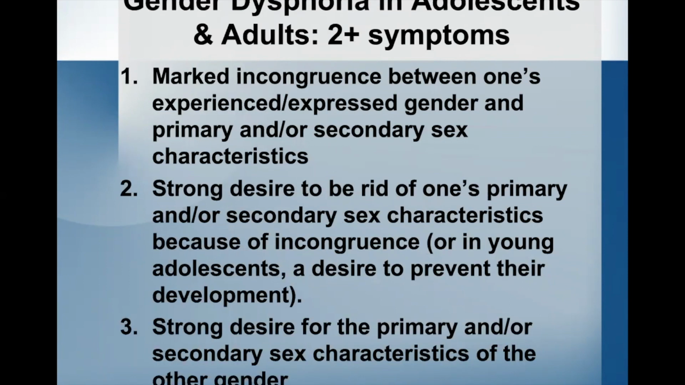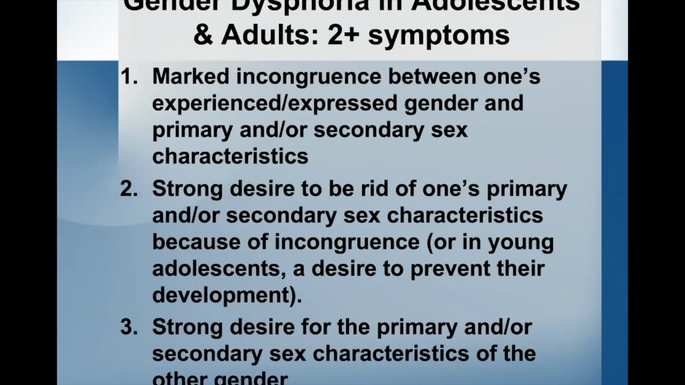When looking at gender dysphoria in adults and adolescents, we are looking for at least two of the following symptoms: a marked incongruence between one's experienced or expressed gender and the primary or secondary sex characteristics that they have. This can also, for adolescents, be the anticipation of the secondary sex characteristics that they will develop as they continue through puberty. So this would be that extreme distress and the experience of their physical body not matching their perceived gender. Two, a strong desire to be rid of one's primary and or secondary sex characteristics because of the incongruence between their experienced gender and their physical body.